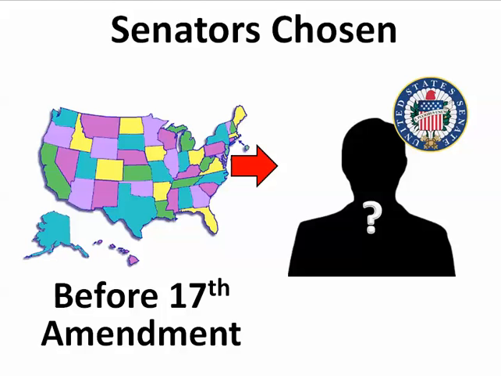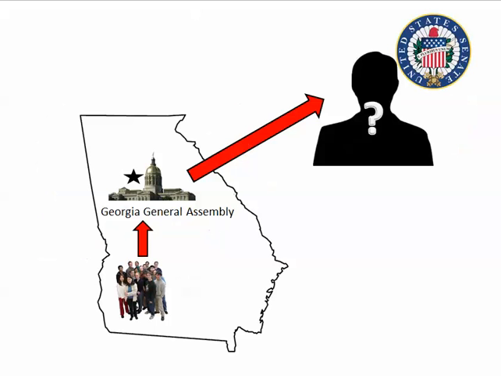So what we essentially have here is in the original Constitution, the state legislatures, all 50 state legislatures, are going to select these two people that are going to be United States senators for their particular states. Here's how this is going to work in the original Constitution. The people elect the people that go to the Georgia General Assembly, in other words, the state legislators. And then while they're in Atlanta, they're going to choose and then send two people to the United States Senate. The state legislature is the Georgia General Assembly. That's how it was supposed to go.